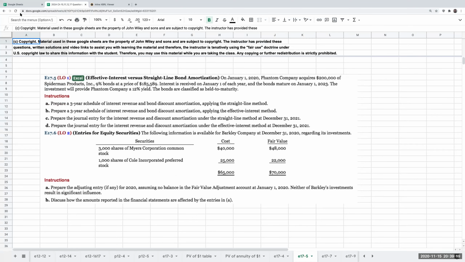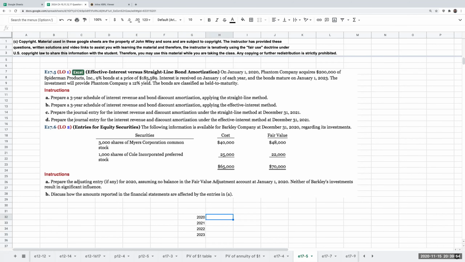We're at exercise 17.5, and we're going to look at effective interest versus straight line bond amortization. This is if we're holding investments. On January 1st, 2020, Phantom acquired $200,000 of Spider-Man Products, Inc.'s 9% bonds at a price of $185,589. Interest is received on January 1st of each year. Bonds mature on January 1st, 2023. So it's a 4-year bond. So 2020.